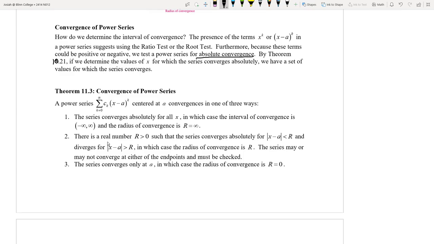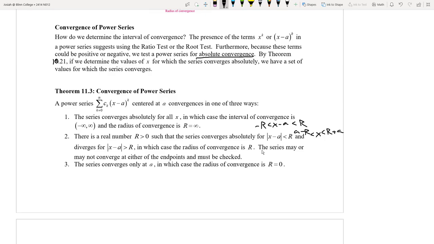Or there is some real number, capital R, that gives us our radius, so that the series converges absolutely for the absolute value of x minus a less than R. This means negative R is less than x minus a, which is less than R. It means that we actually have some radius of convergence. So x will be less than a plus R, and greater than a minus R. That will be some finite number. The radius of convergence is R.